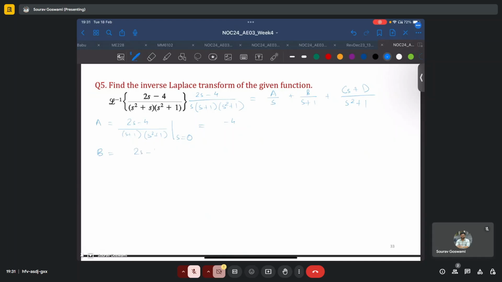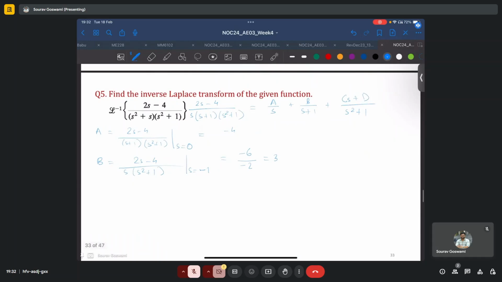So this is (2s minus 4) by s times (s square plus 1), calculated at s equals minus 1, which will give us minus 2 minus 4 is minus 6 by 1 plus 1 is 2, minus 1 by minus 2, or 3.